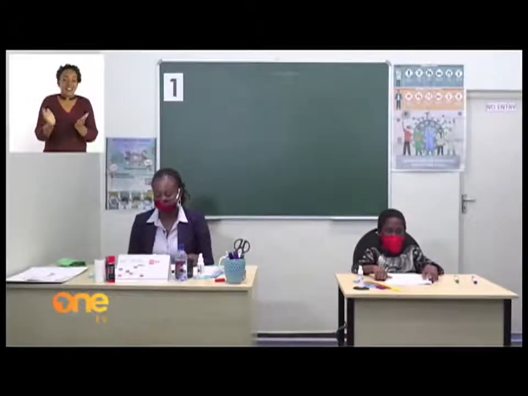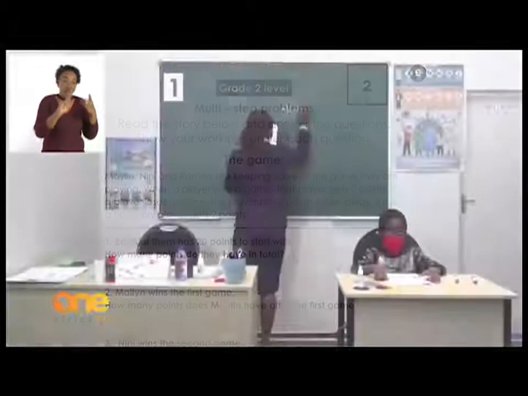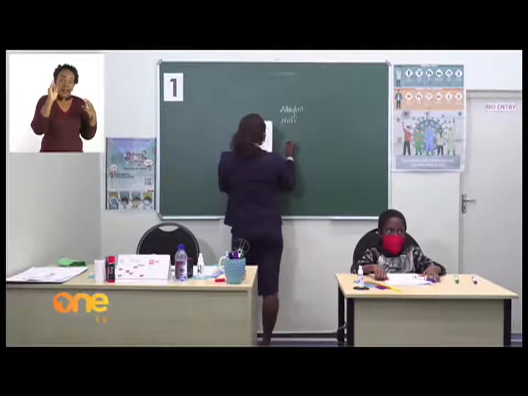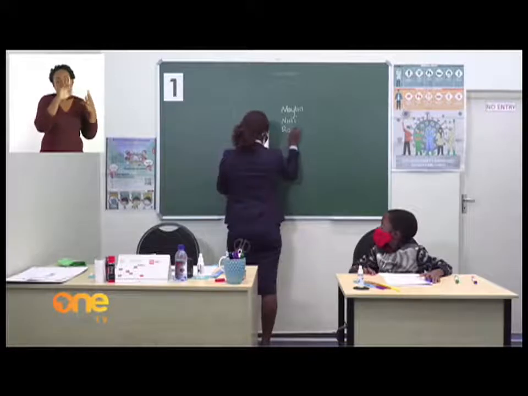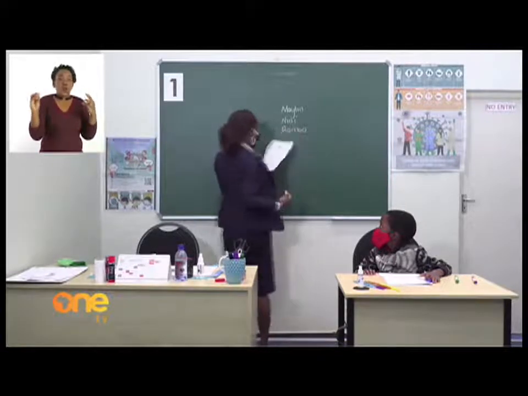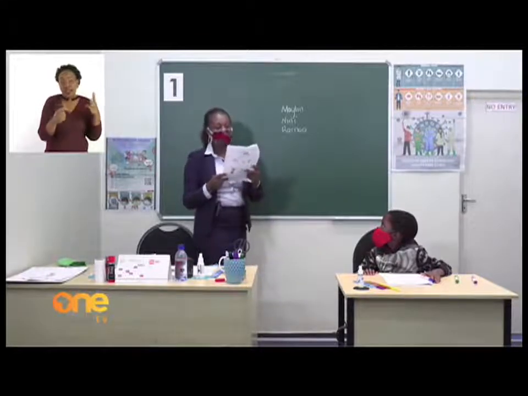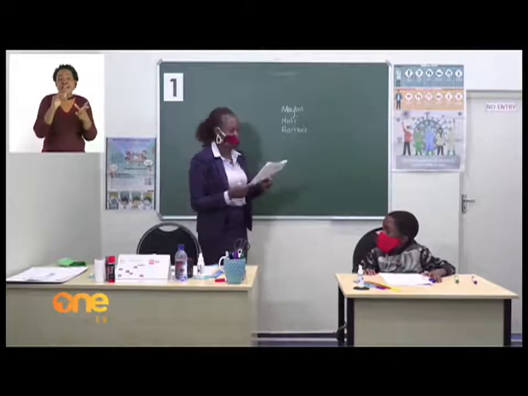Let's now turn to page 9, where we are going to talk about problem solving, or we call them number stories. We have a story of our 3 classmates. We have Maylin, we have Nini, we have Romeo. Let's read the story. Marilyn, Nini, and Romeo are keeping score of the game they are playing.